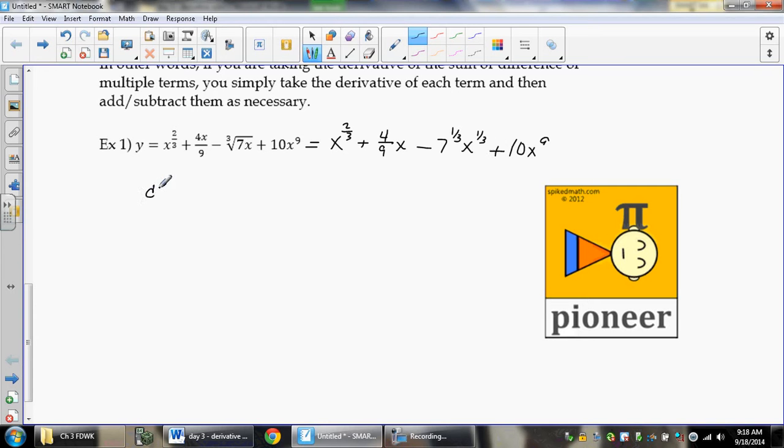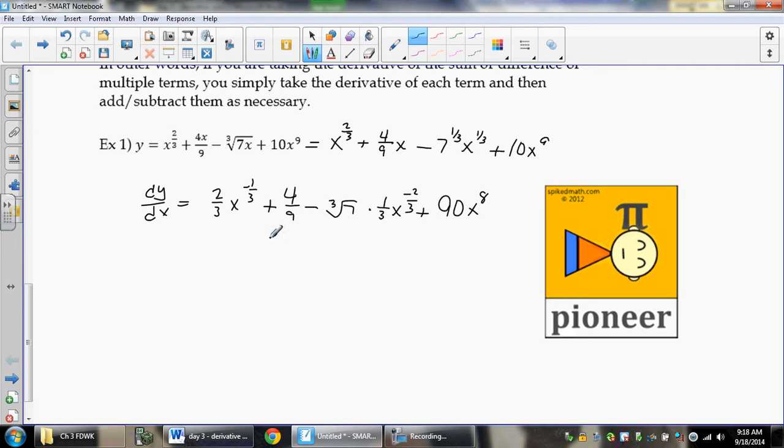And so our derivative dy dx is going to be, let's see, 2/3 x to the negative 1/3. Bring down the power, reduce it by 1. 4/9 x becomes 4/9. This guy right here, 7 to the 1/3, I'm just going to leave as the cube root of 7. It's a coefficient. And then the derivative of x to the 1/3 is 1/3 x to the negative 2/3. And then 10x to the 9th, 90x to the 8th.